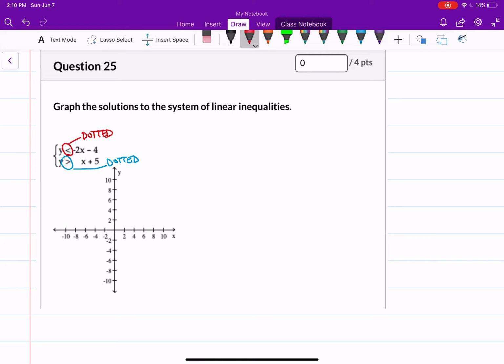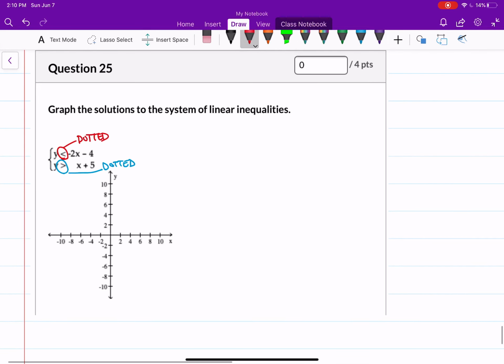So let's start with the red. The red is going to be y is equal to 2x minus 4. So the y-intercept is 0, negative 4, and my slope is 2 over 1. So I got to go up 2 and right 1. So 0, negative 4, up 2, right 1. Okay? So up 2, right 1. So I have a dotted line that goes something like this.